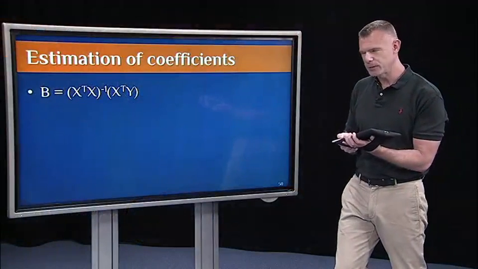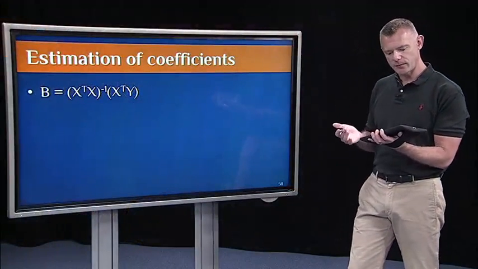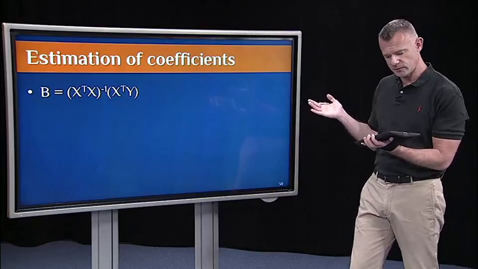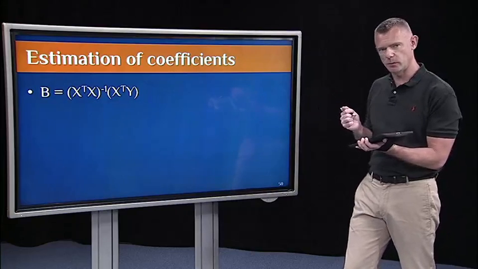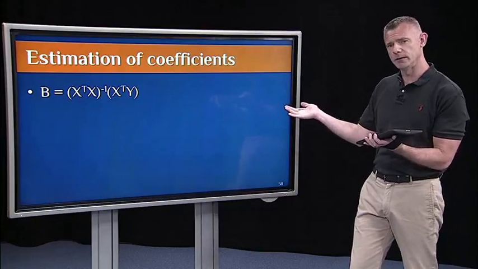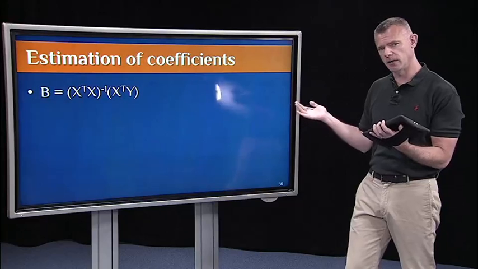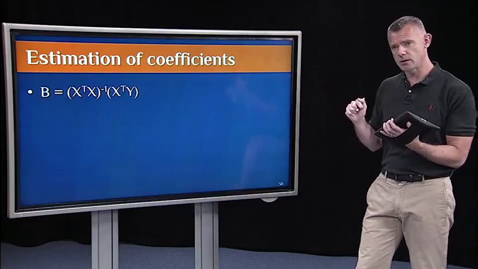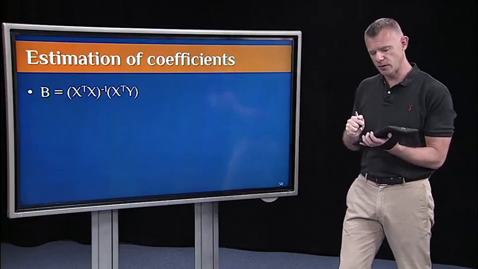So here's our solution. We can now solve for b with just x transpose x, the inverse of that, times x transpose y. We know the x values, we know the y values, right? Those are our variables. So that's the formula that we're going to use. That's what R uses to calculate these regression coefficients.